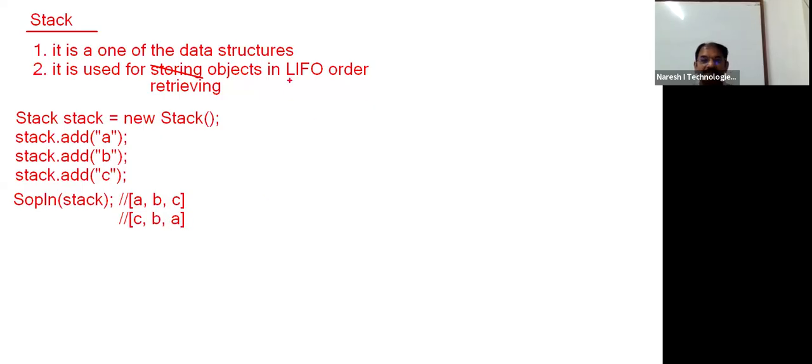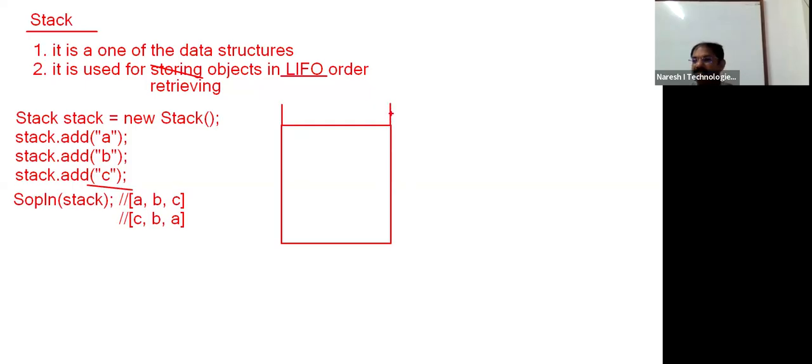What is last in first out? What is last in? C. What should come out first? C. What is the memory diagram of this data structure? The stack memory diagram is like a jar. You know a jar? A water bottle is a jar. A bowl is a jar. A box is a jar.